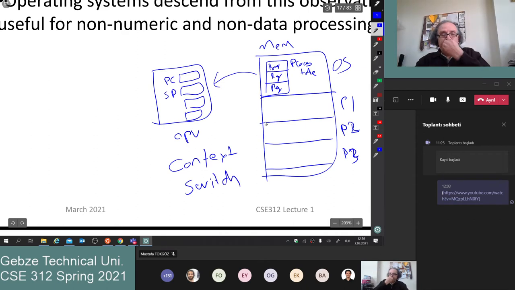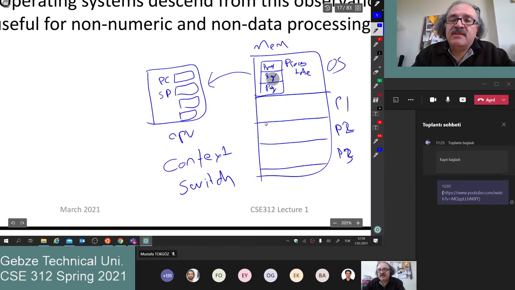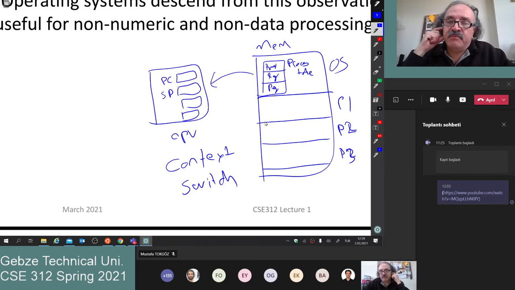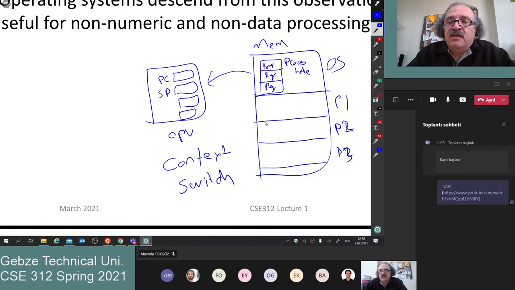You switch all of your data inside your CPU with the stored data so that you can switch from P1 to P2. What does that mean? If you change your PC from one address to another address, that means that you are going to start running the program of P2 and P3 and etc. So that is what happens when you run many programs at the same time in your memory.